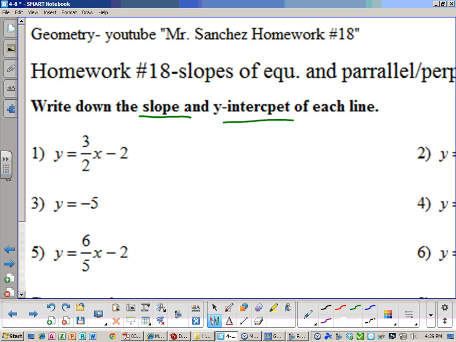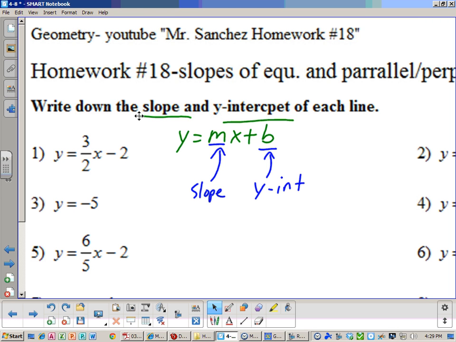If you look at number 1, just remember that the slope-intercept form always tells you what the slope is and what the y-intercept is. The slope is always the number that's right next to x. The other guy, he's your y-intercept. Really easy. So as I look at number 1, the slope is 3 over 2, and the y-intercept is negative 2.